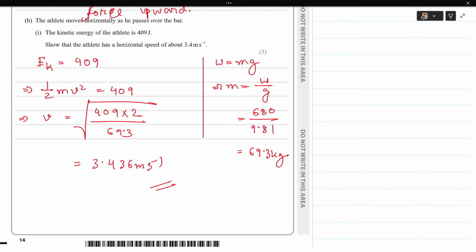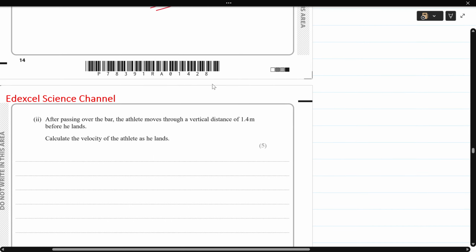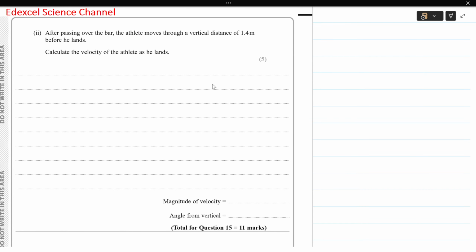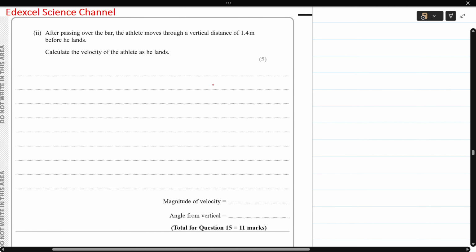Now, question number B2. After passing over the bar, the athlete moves through a vertical distance of 1.4 meters before he lands. Calculate the velocity of the athlete as he lands.